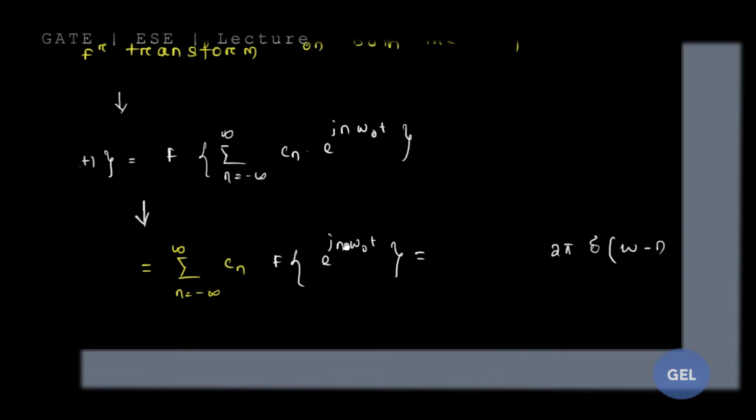Here, what is the constant value? That is n omega naught. Very important observation. The rest, the summation for n equal to minus infinity to infinity of Cn, is there as it was. The only extra fact which got modified is 2 pi del of omega minus n omega naught.